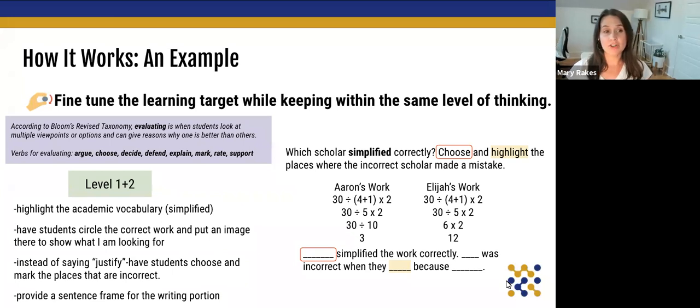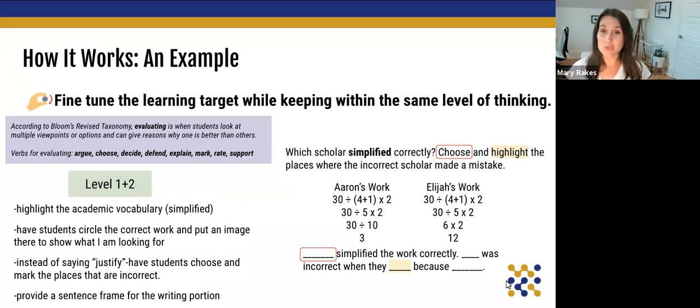It's the same level of rigor. They're still evaluating these students' work, and they're still justifying their response, providing examples in specific ways of how that student was correct or incorrect. So this is a lot of work.